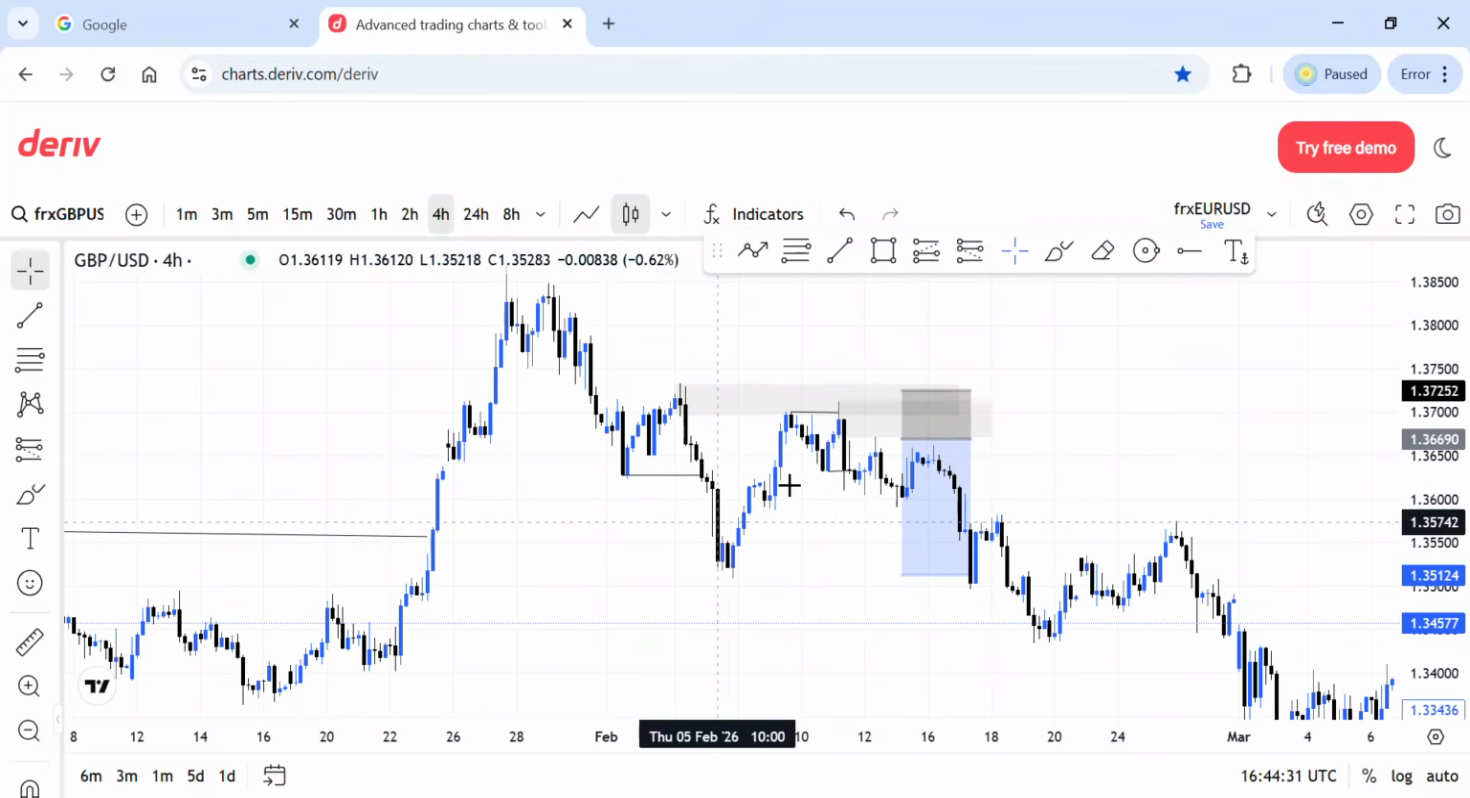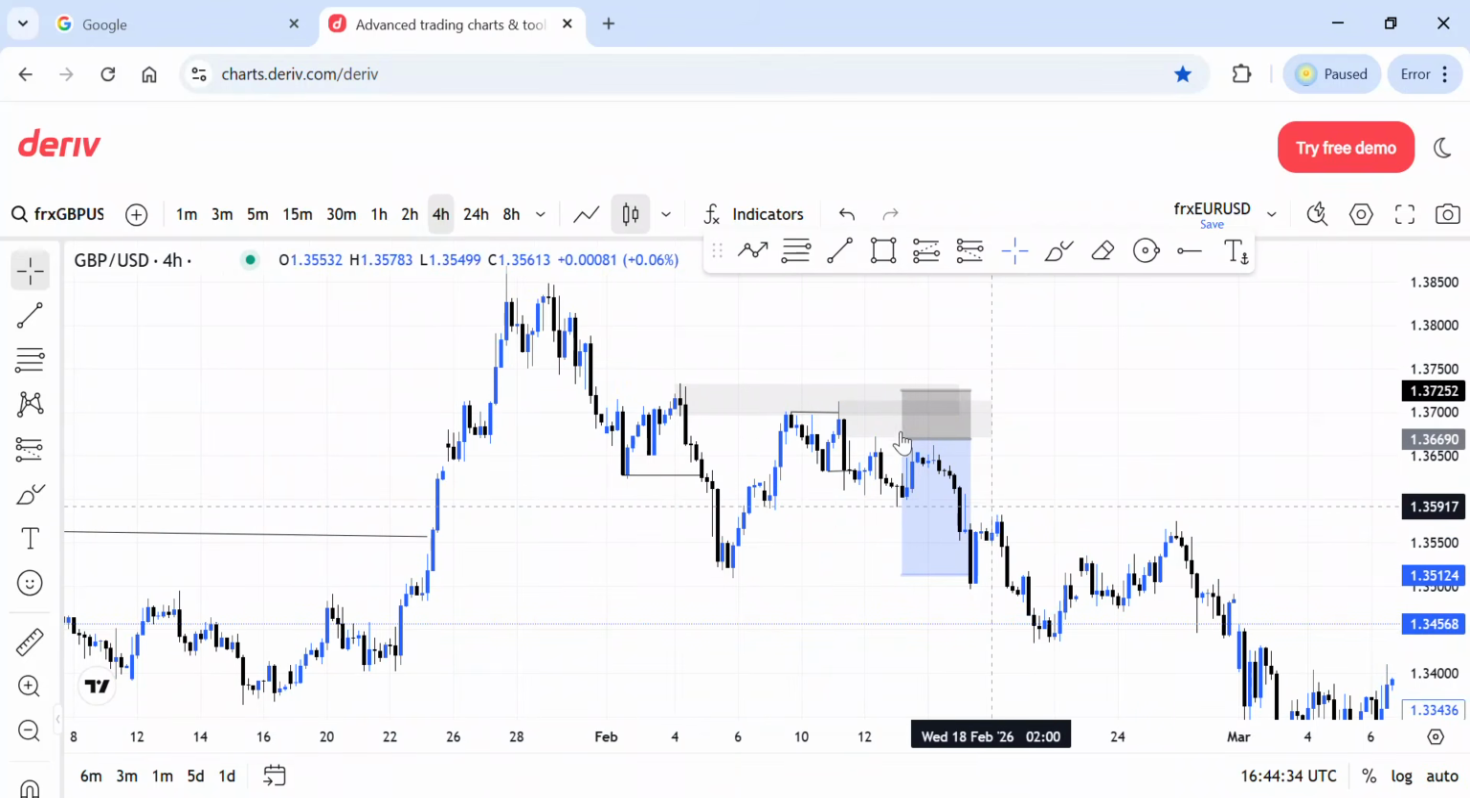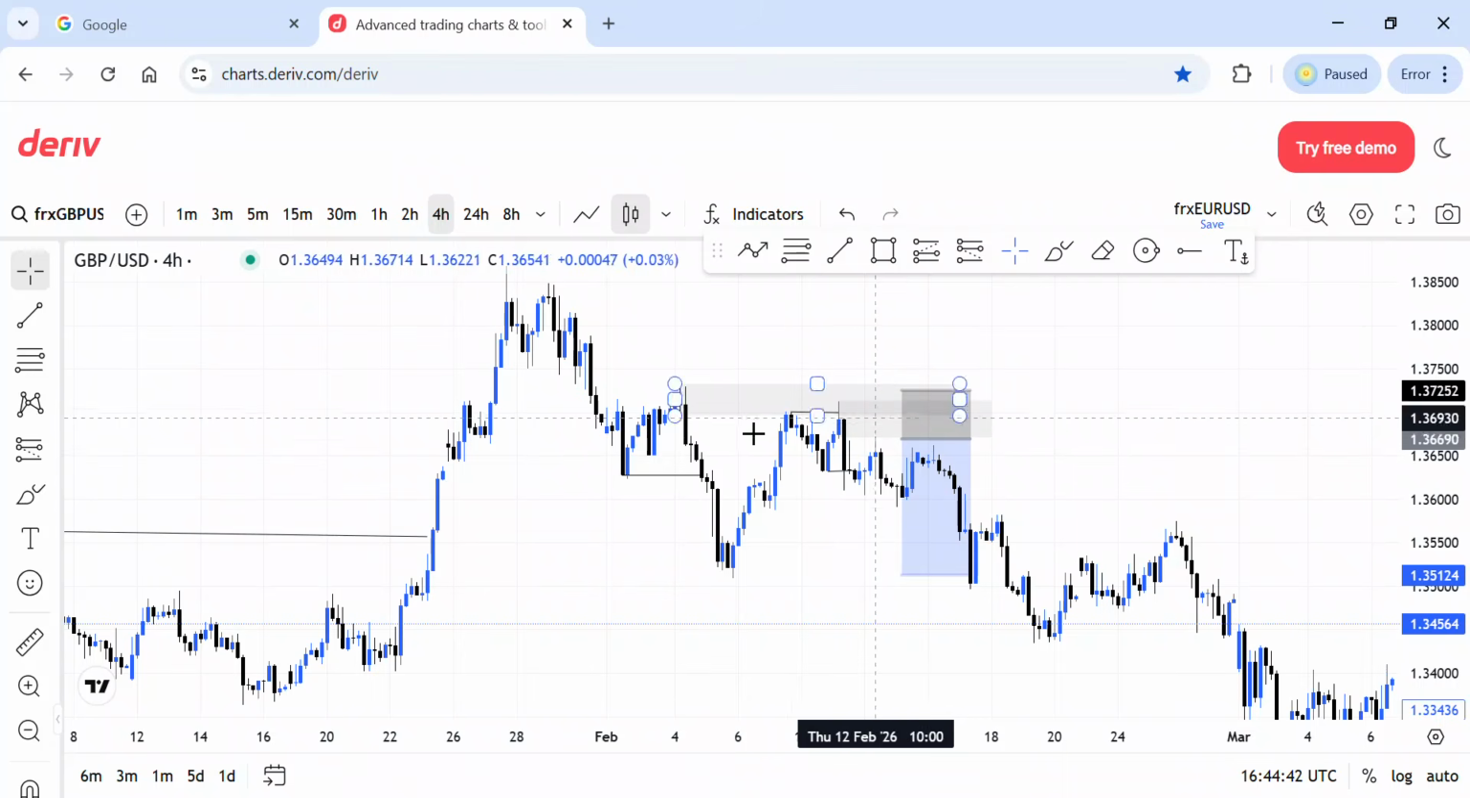So as you can see, that is just how simple it is to trade supply and demand in forex trading, or maybe crypto, whatever. I think with this you should be able to understand what's up.